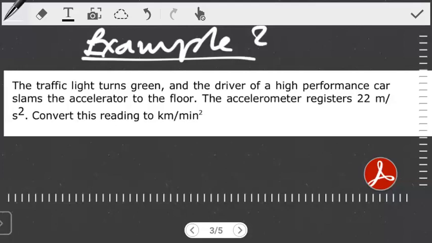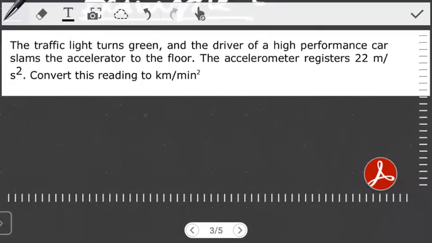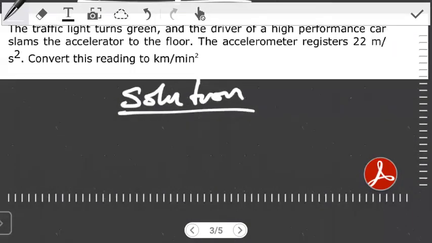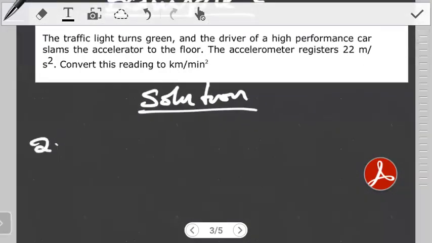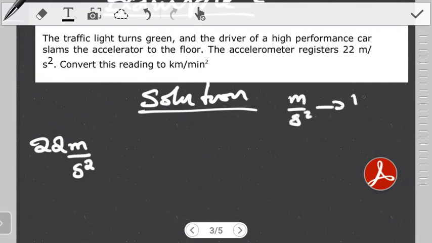Okay, so again, it's the same thing. The first thing I do is write my value as a fraction. So what I have is 22 meters per second squared. I want to convert it to kilometers per minute squared. So I'm seeing I have two things that have to change. The meter has to go to kilometer. The second has to go to minutes. So how does it work?